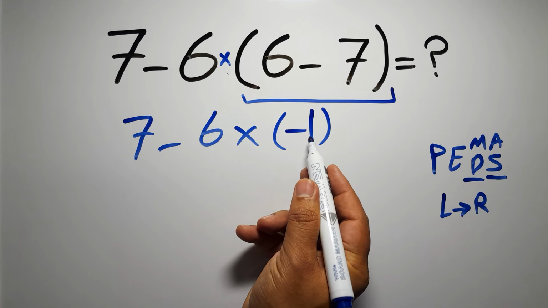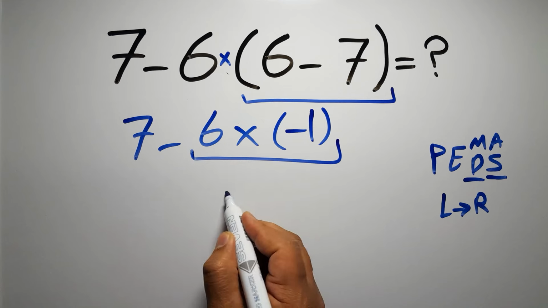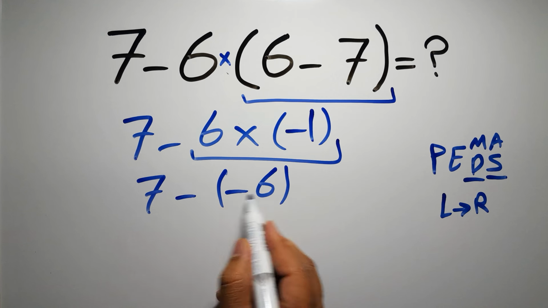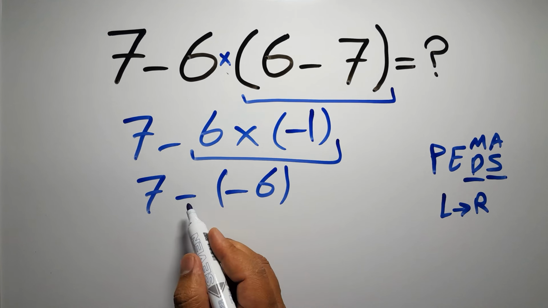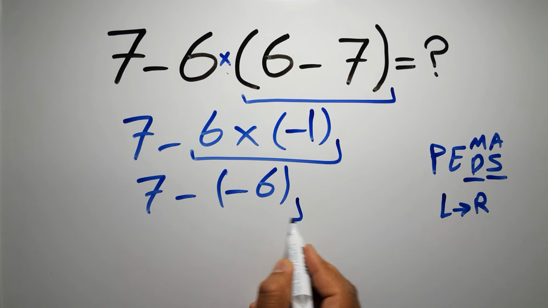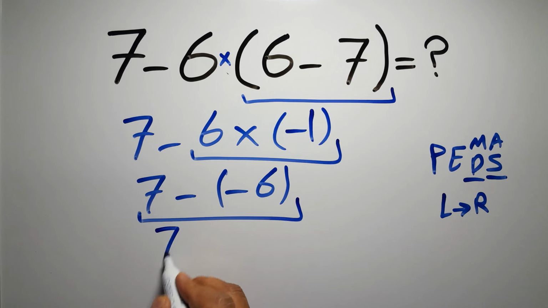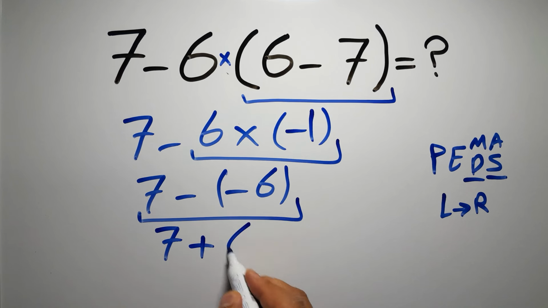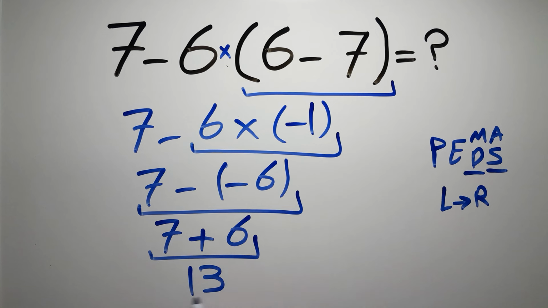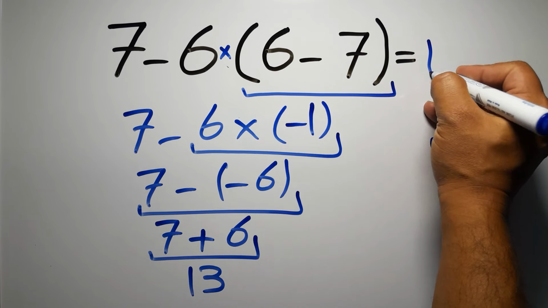6 times negative 1 gives us negative 6. So we have 7 minus negative 6. Minus times negative, or negative times negative, gives us positive. So we can write 7 plus just 6. And this is equal to 13. So we have 13, and this is our final answer to this problem. The correct answer is 13.